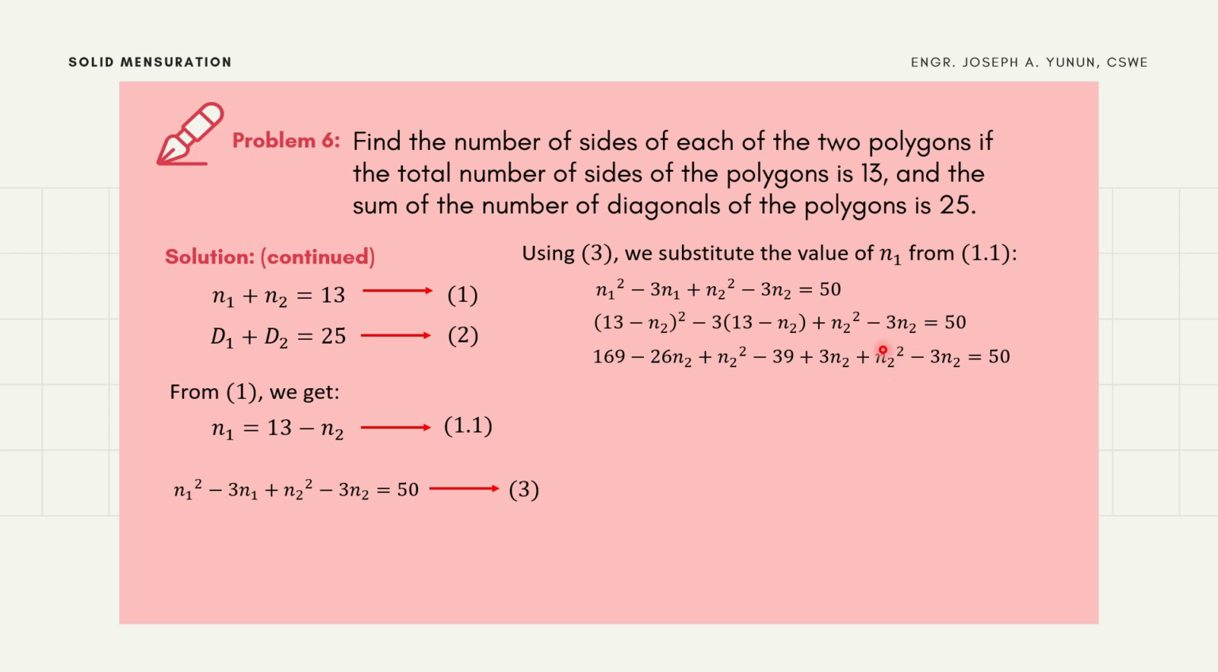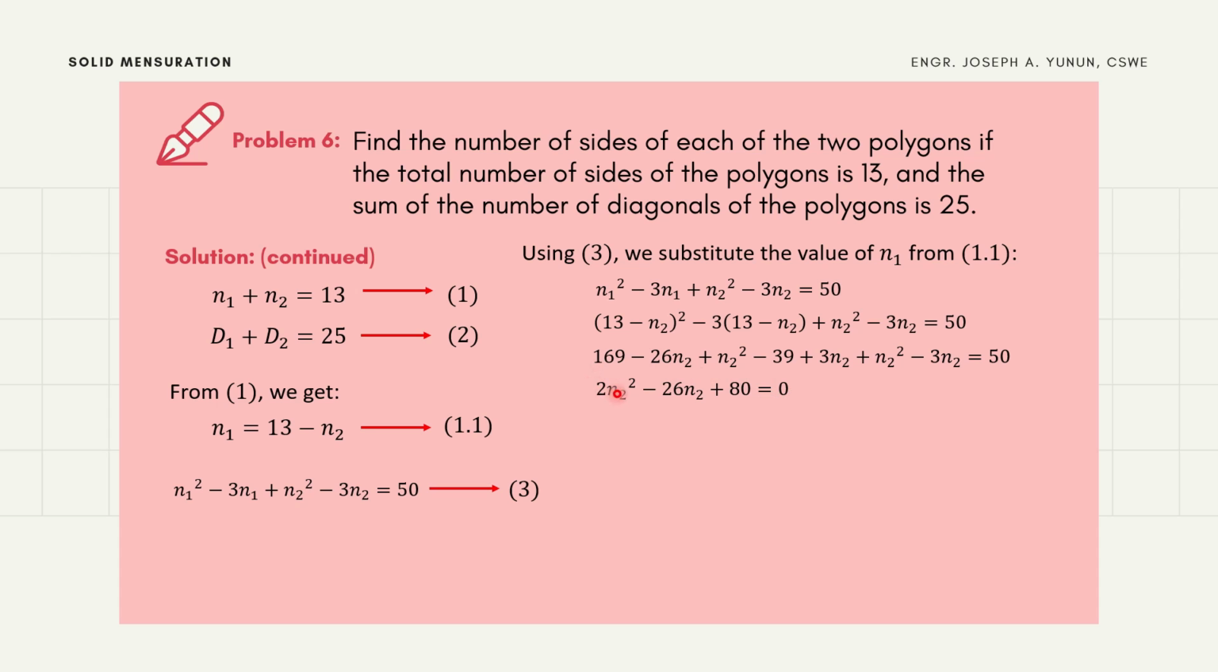Combining like terms, n2 squared and n2 squared are both positive, so you get 2n2 squared. Then negative 3n2 and positive 3n2 will be eliminated. Then you'll get negative 26n2, and 169 minus 39 minus 50. So by simplifying, you'll get this equation: 2n2 squared minus 26n2 plus 80 equals 0.